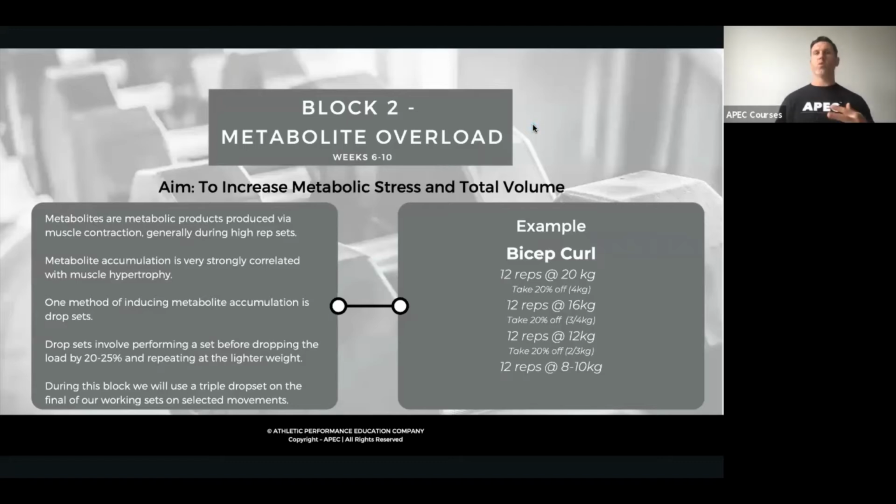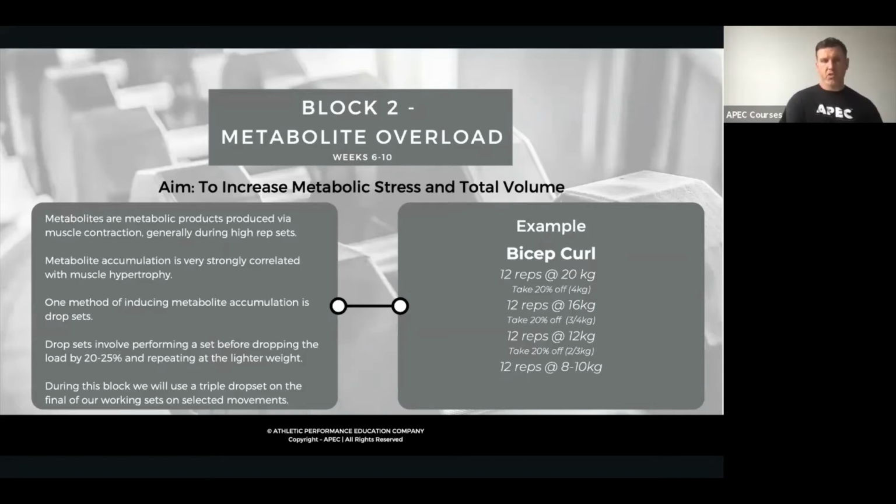So in block 2, we're focusing on what's called metabolic overload to increase metabolic stress and total training volume. When we're looking at how to induce metabolic stress, metabolic stress is produced via muscle contractions. So we need a lot of muscle contractions in order to produce metabolic stress. The easiest way to do that is through high reps and a high number of sets. Metabolic accumulation is very strongly correlated with muscle hypertrophy. As we know, high repetitions induce hypertrophy.